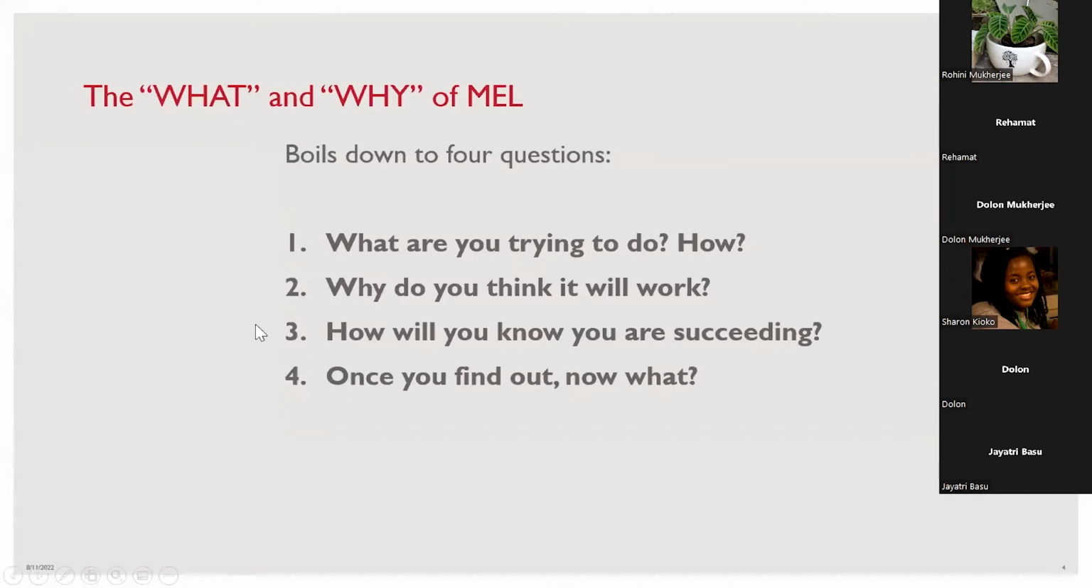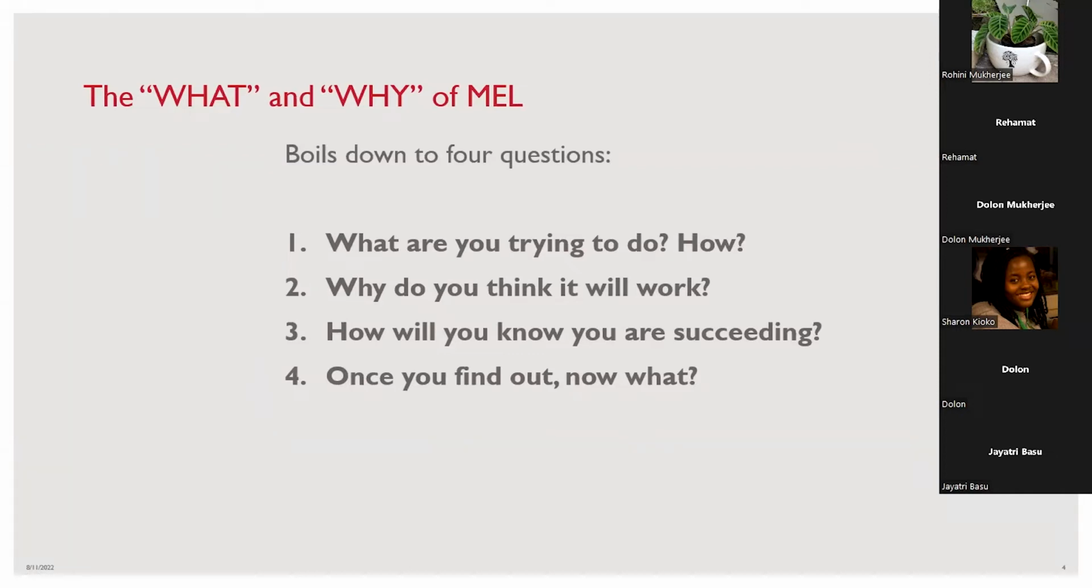Okay, so monitoring, evaluation, and learning, and I'm going to go with the MEL abbreviation going forward, really boils down to 4 questions. The first one is, what are you trying to do and how are you going to do it? That is really the design part of monitoring, evaluation, and learning. And why do you think it will work? That's when you get into your project logic and your theory of change.